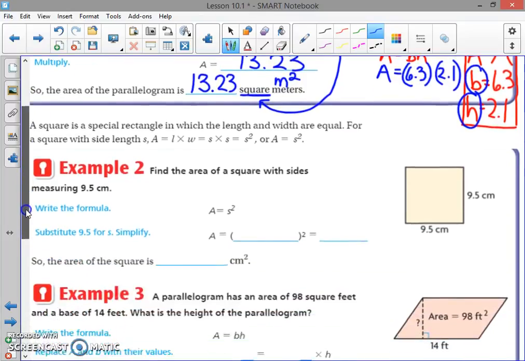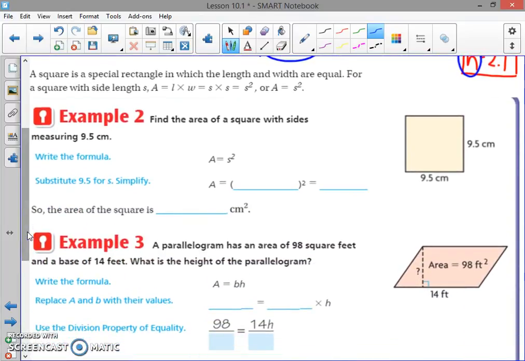All right, moving on to example 2 is what we talked about before. A square is a special rectangle in which the length and the width are the same. So you don't have to use base times height or length times width. You can just use A equals side squared because the sides are the same. So find the area of a square with sides measuring 9.5.